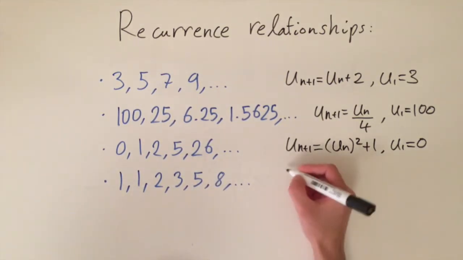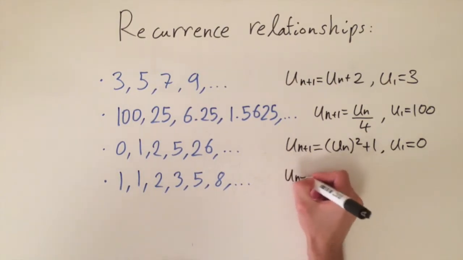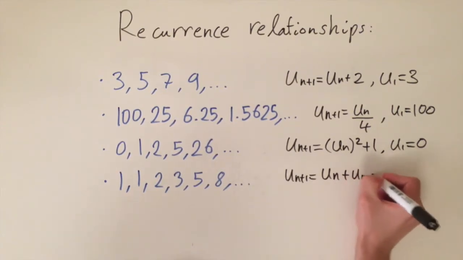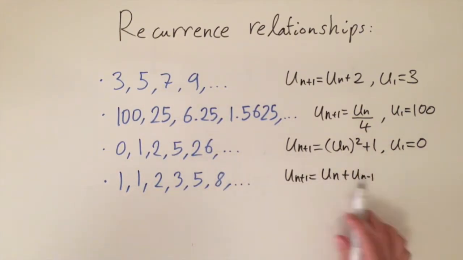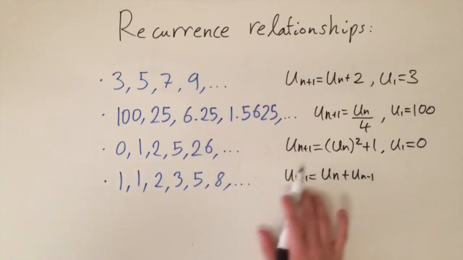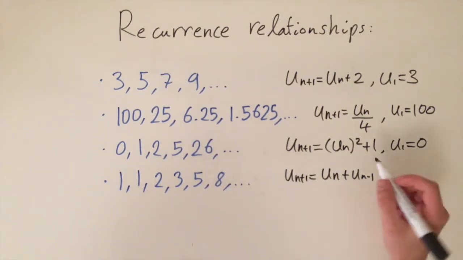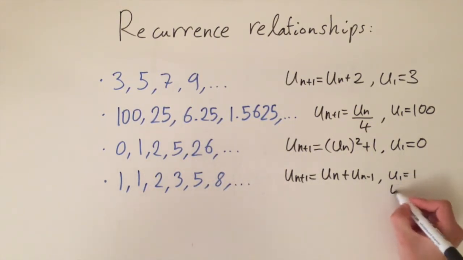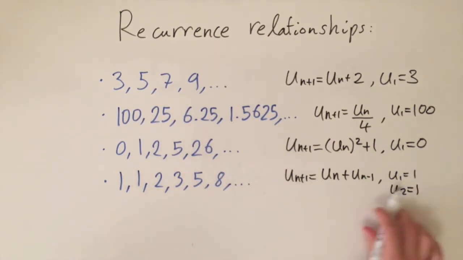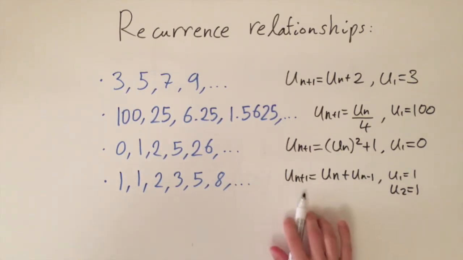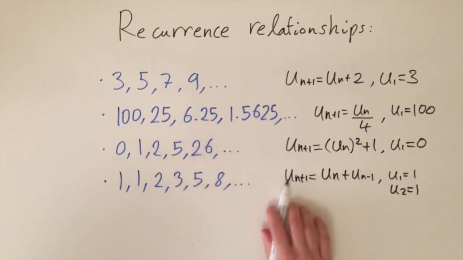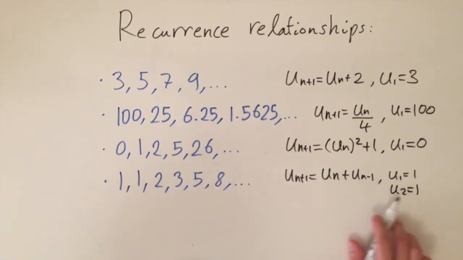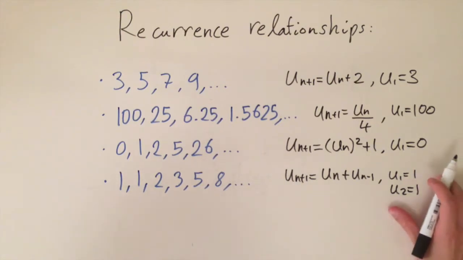We can write this very nicely mathematically as u_{n+1} = u_n + u_{n-1}. This is a recurrence relationship that involves the previous two terms. So now we need not only the first term, but the second term as well. We need to declare that u_1 = 1 and u_2 = 1. Because if we want to find the third term from this formula, we plug in n + 1 = 3, so u_3 = u_2 + u_1. And that's why we need both of these terms to start off with.